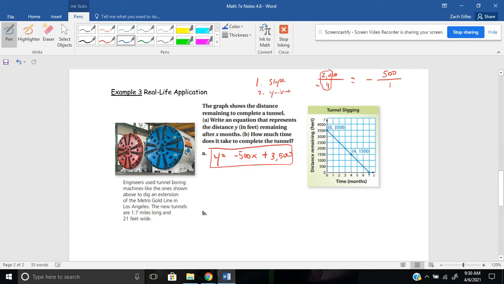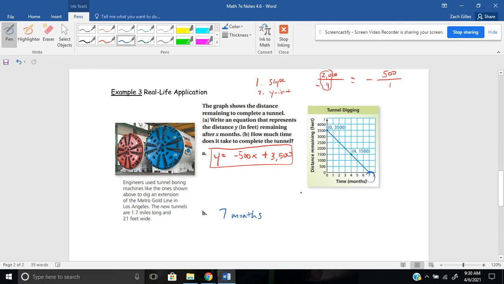Well, now we're at 0. So you can kind of envision this line as you're digging down. 7 months go by, and now we're at 0 remaining feet to dig. Okay, so there you have it. The tunnel is complete when the distance remaining is 0 feet, and that's 7 months that it takes.